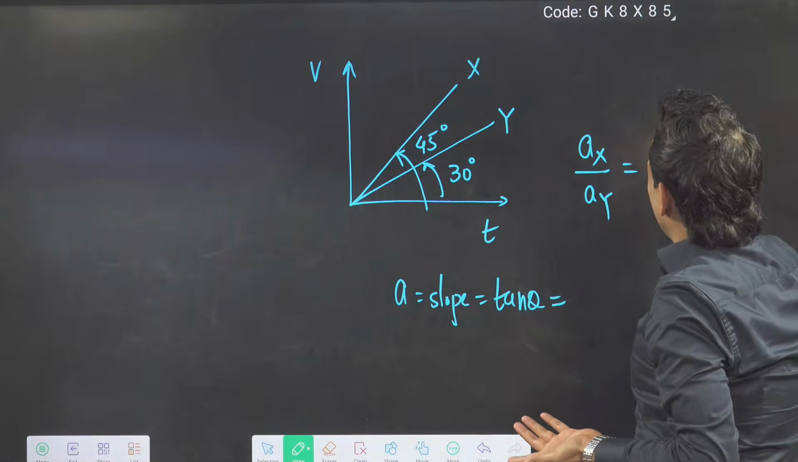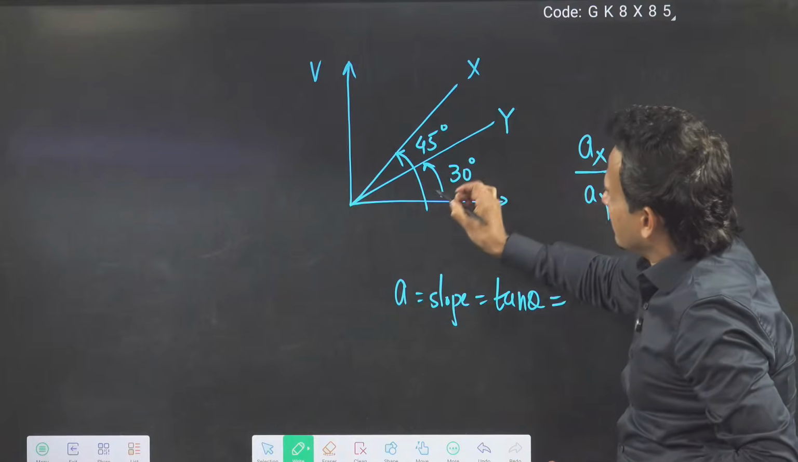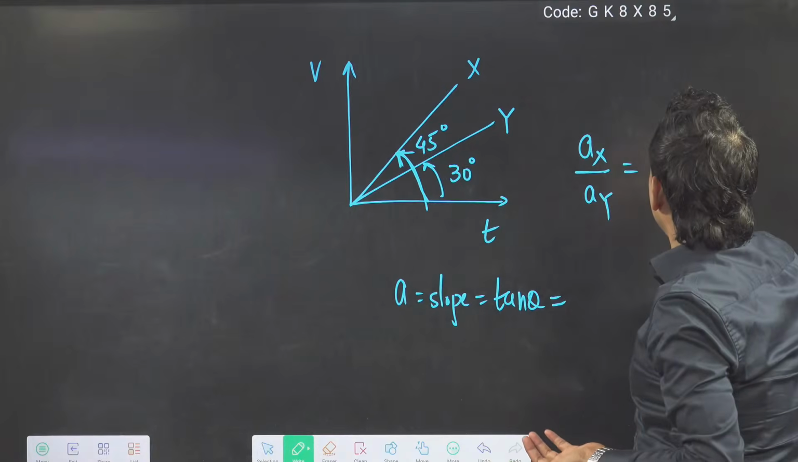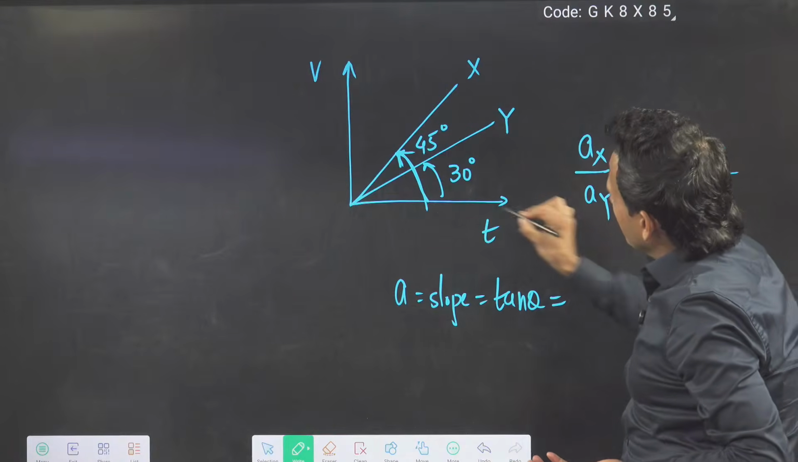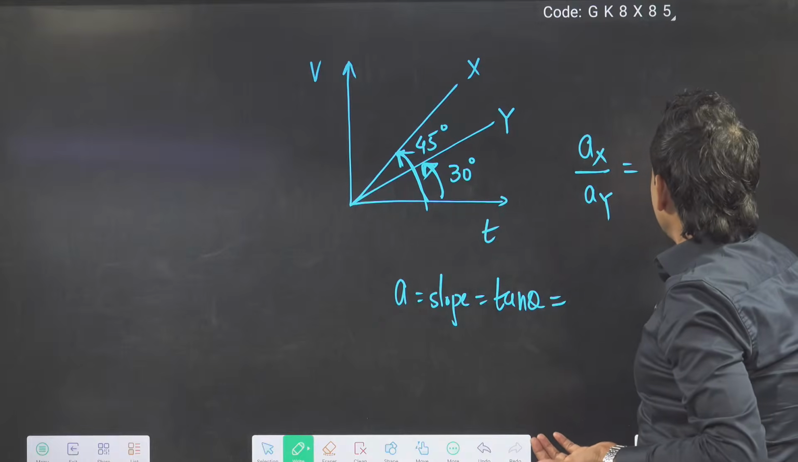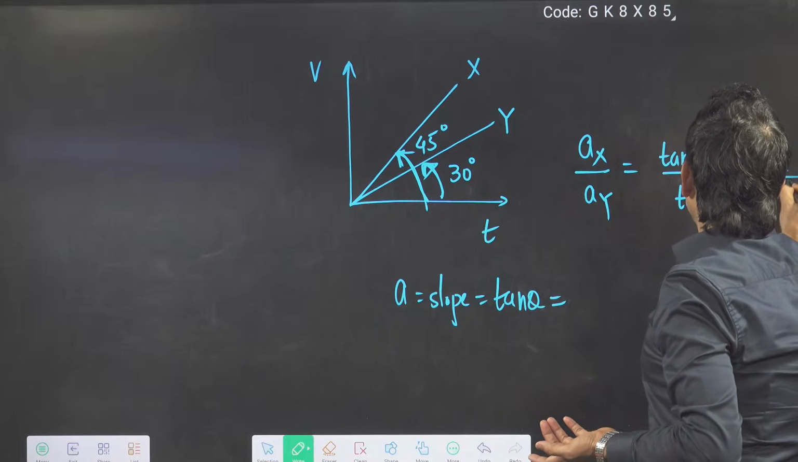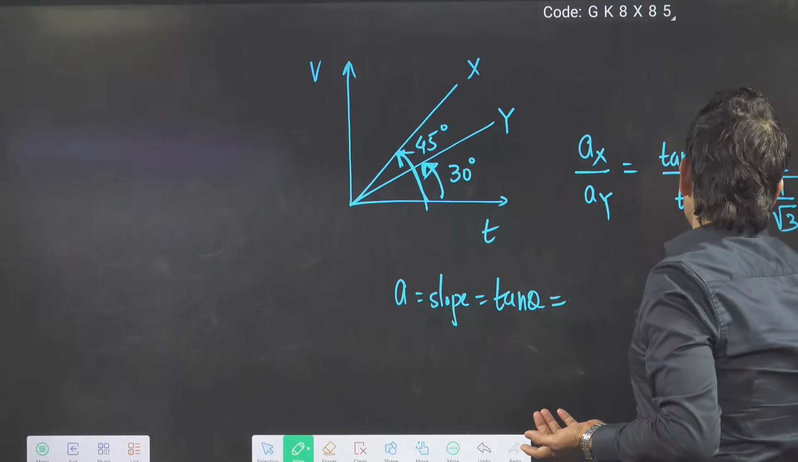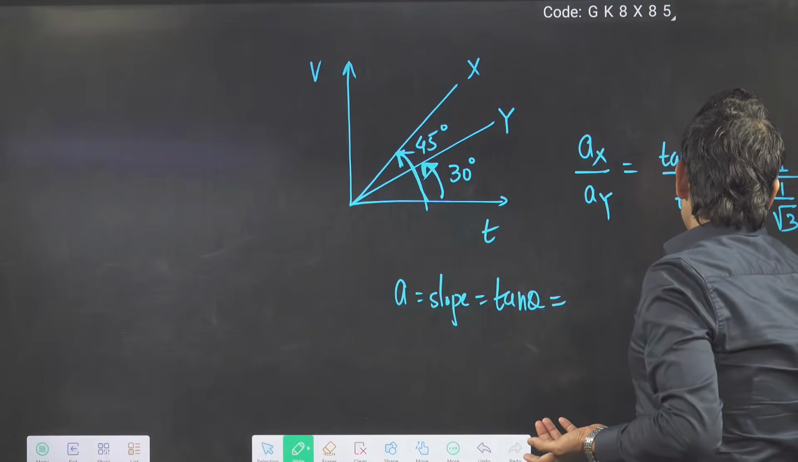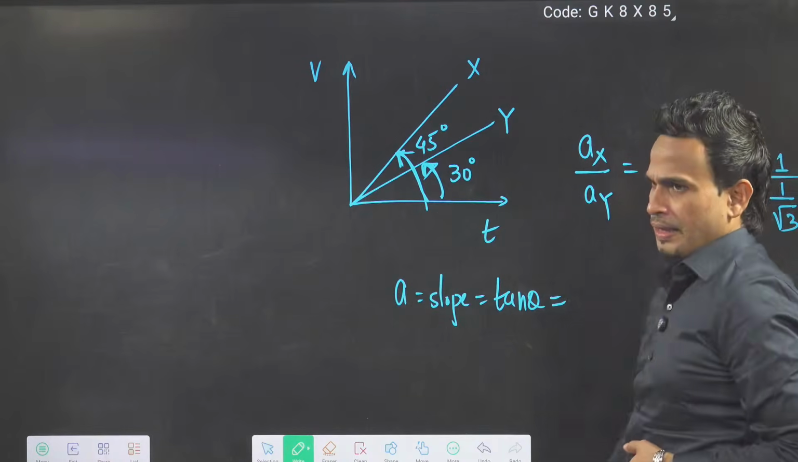So ax will become tan theta of x, which is tan 45, and ay means tan theta of y, that is tan 30. Now tan 45 we know is 1, tan 30 we know is 1 by root 3. So the answer will come root 3 is to 1, or root 3 by 1. You can do the next question.